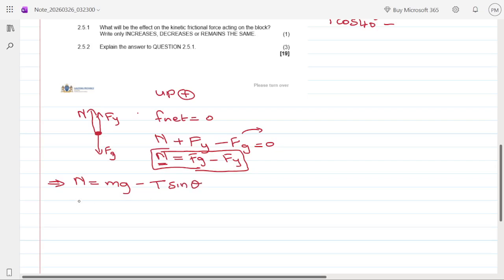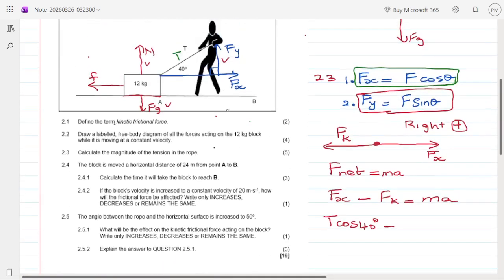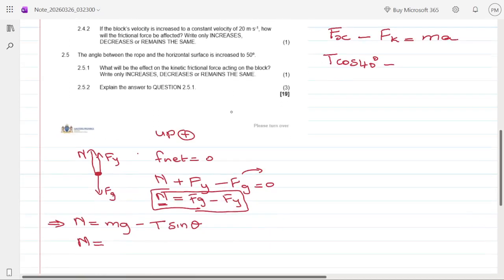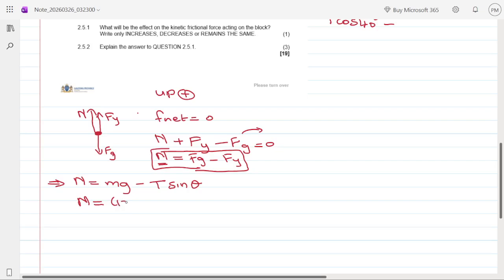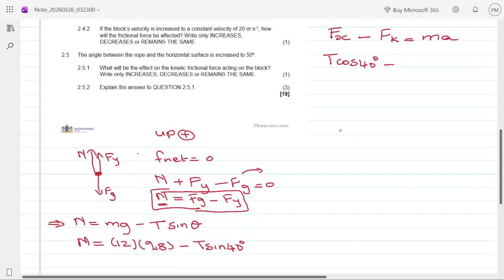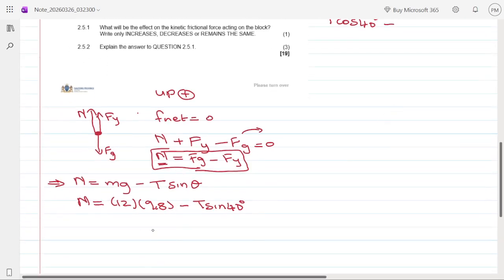T the sine of theta. And if we do the substitution, my normal force will be the mass times the gravitation. The mass is given as 12, so this will be 12. We're going to multiply the 12 by 9.8. Therefore, we minus T the sine of that angle, which was 40. So now, when we calculate the normal force, this is what we're going to subtract on our question. So hopefully when we do this, you won't get confused.